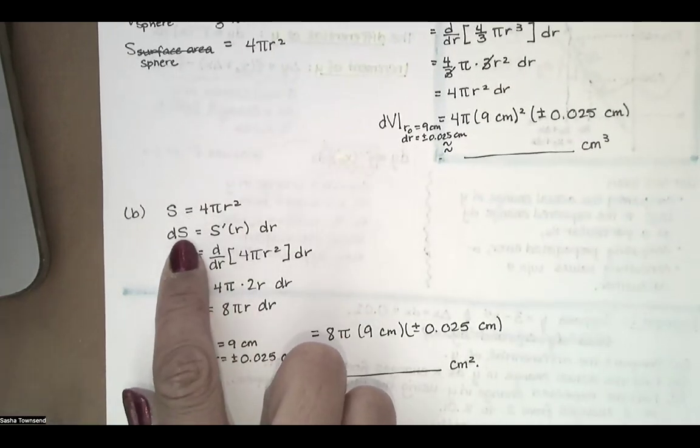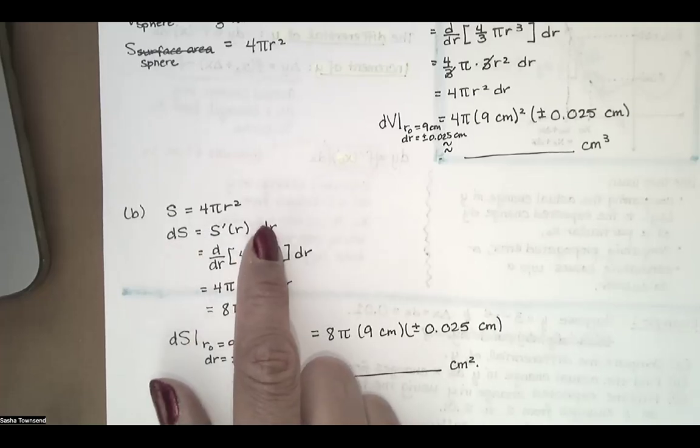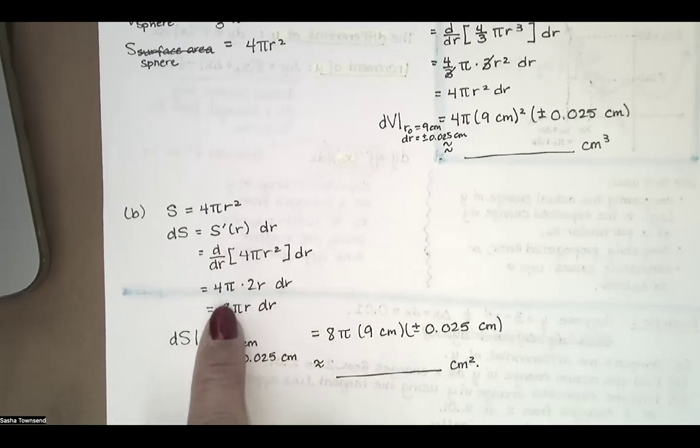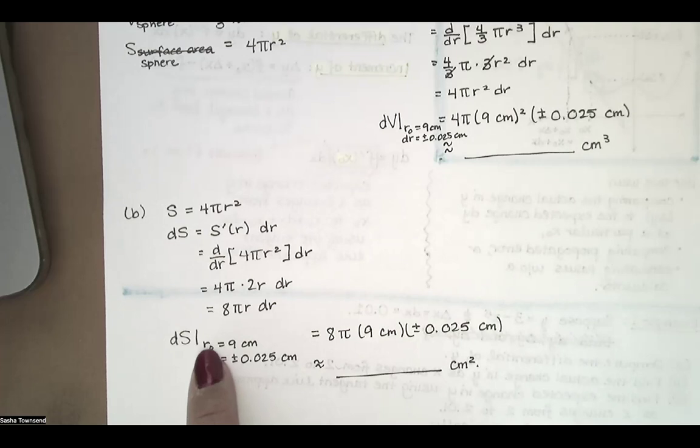So the ds, the differential of the surface area, is s prime of r times dr. So we compute the derivative of this using the power rule. Derivative of r squared is 2r, then you just multiply and we get that. And then we evaluate that at r naught equals 9 centimeters and dr equals 0.025 centimeters to get an expected change in surface area using the tangent line approximation to the function for surface area at r naught equals 9.